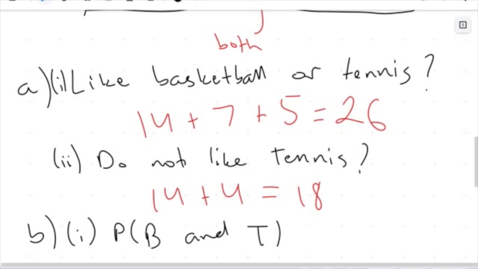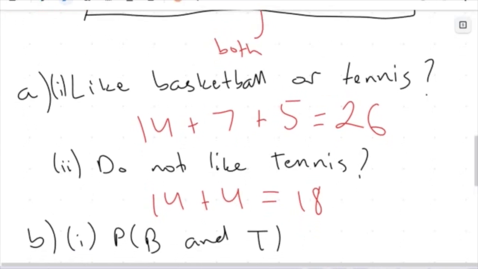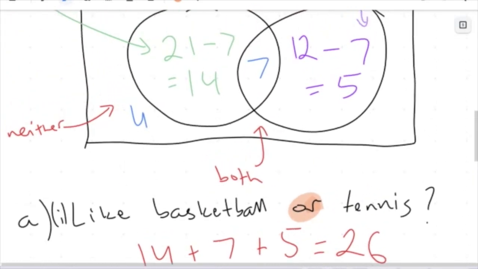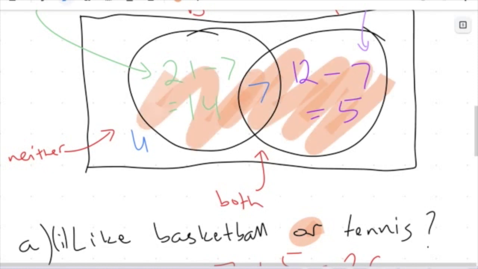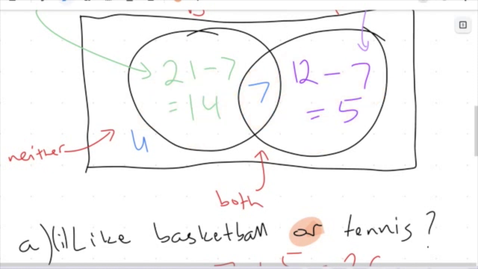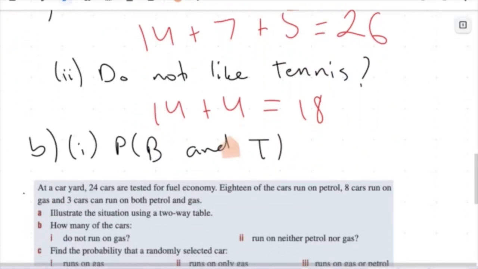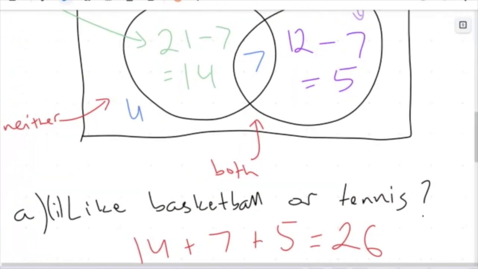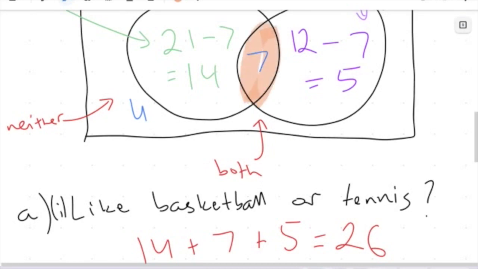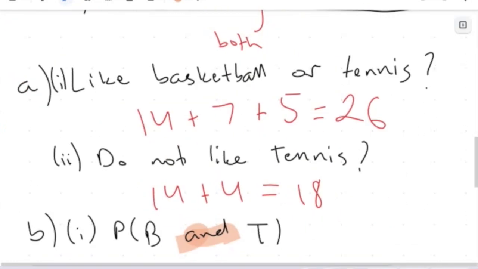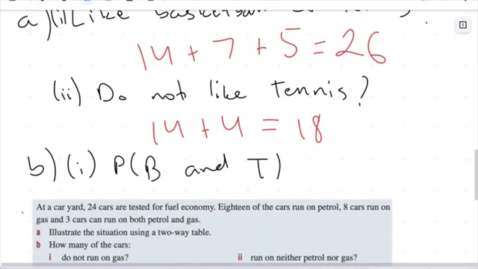So this is where we need to distinguish. A simple change in words makes a massive difference. This "and" and "or" give very different meanings. Remember, our "or" included everything: basketball or tennis or both. But our "and" here, basketball and tennis, we are only considering those that like both. This overlapping section here.